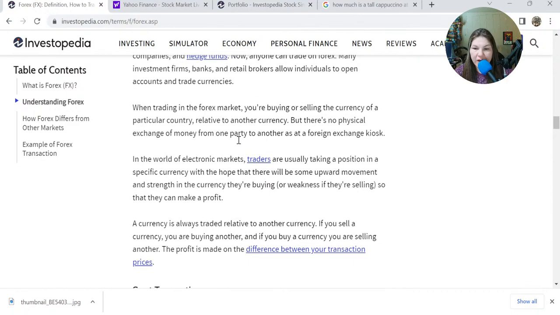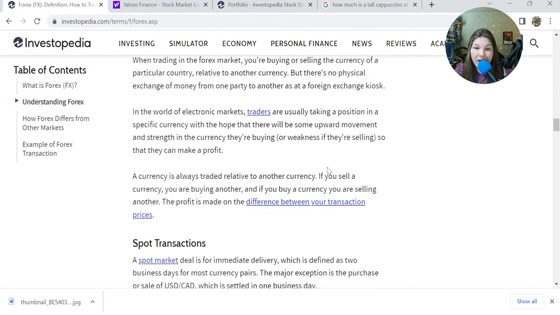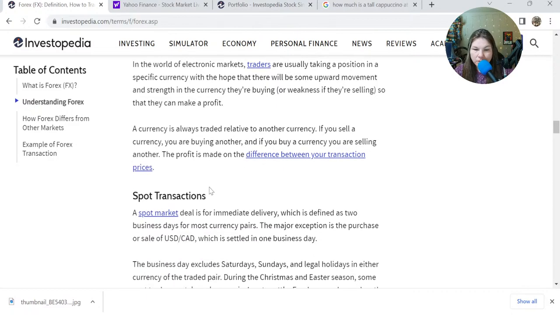When trading in the Forex market, you're buying or selling the currency of a particular country relative to another currency, but there's no physical exchange of money from one party to another, as at a foreign exchange kiosk. In the world of electronic markets, traders are usually taking a position in a specific currency with the hope that there will be some upward movement and strength in the currency they're buying, or weakness if they're selling, so that they can make a profit. A currency is always traded relative to another currency. If you sell a currency, you are buying another. And if you buy a currency, you're selling another. The profit is made on the difference between your transaction prices.